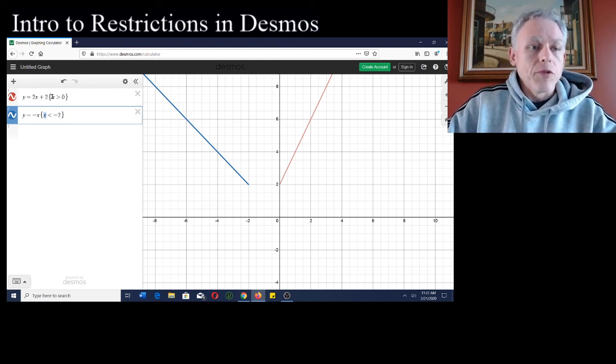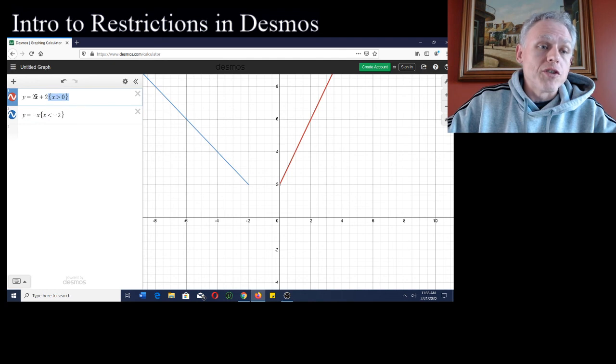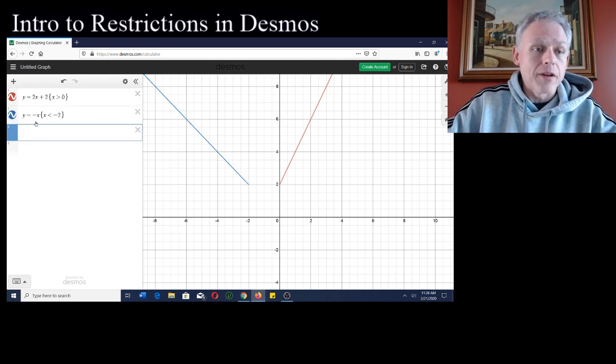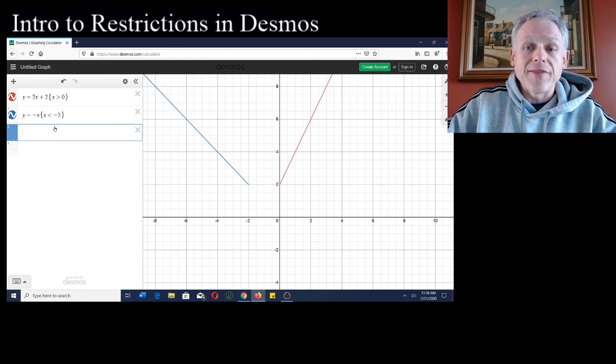The important thing here is that since each one gets its own restriction, you have to put the restriction right next to the equation. You notice that they're not on separate lines, like over here in expression 3. They go with the equation that they restrict.